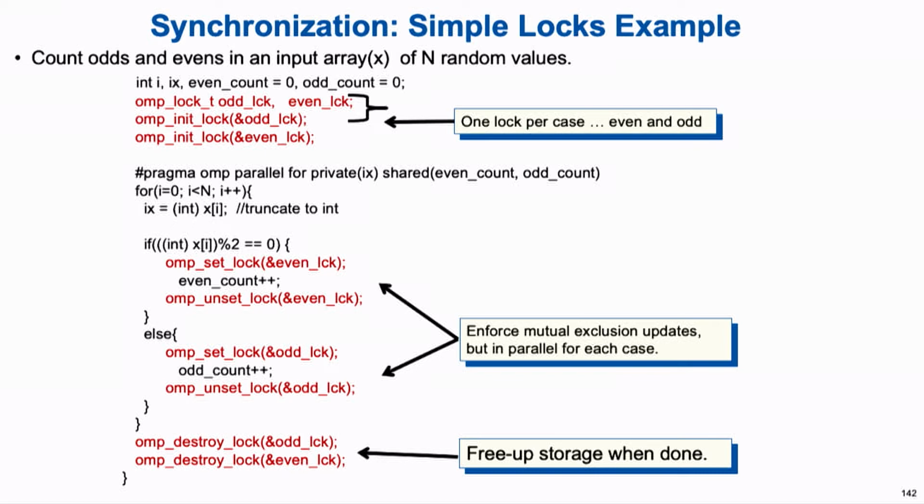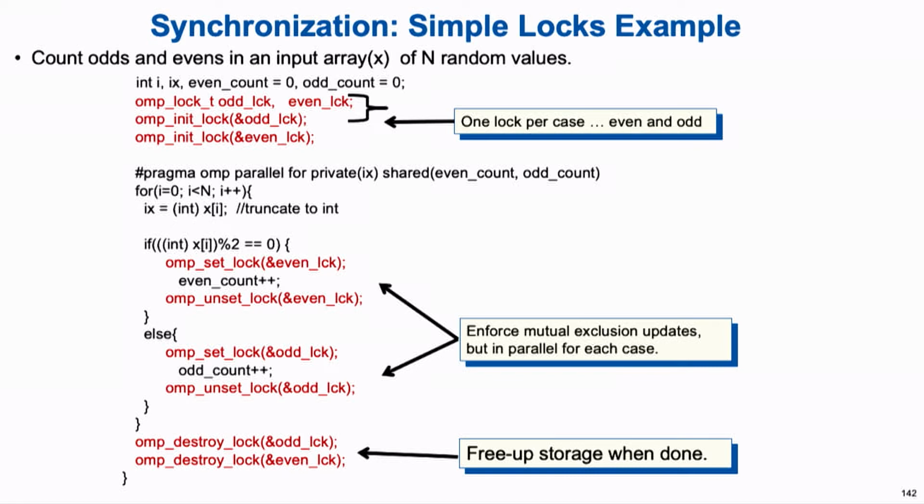All right? So now I have my parallel region, and I'm going to go through, and I'm going to grab a value of that random array x. I'm going to truncate it so I have an integer, because even or odd doesn't work with reals. So then I check, is it even? If so, I want to increment the even counter. Is it odd? Then I want to increment the odd counter.